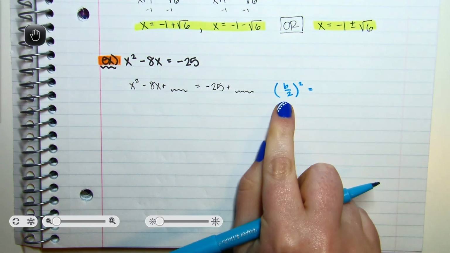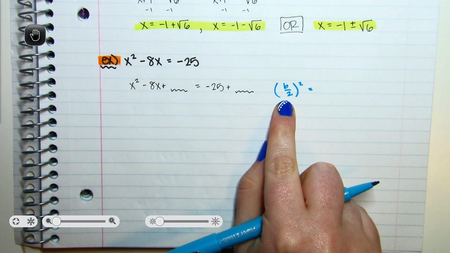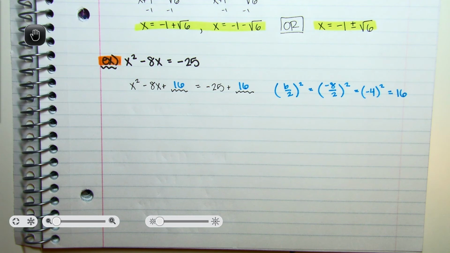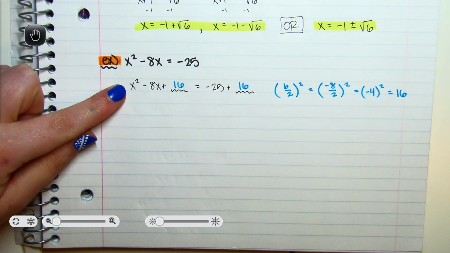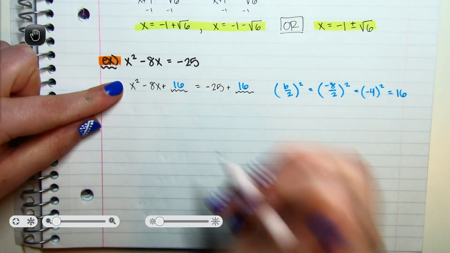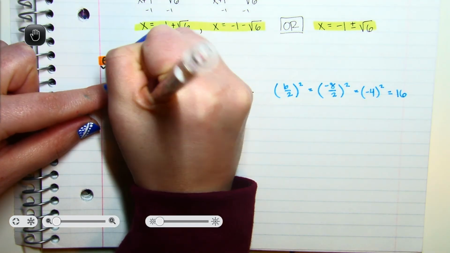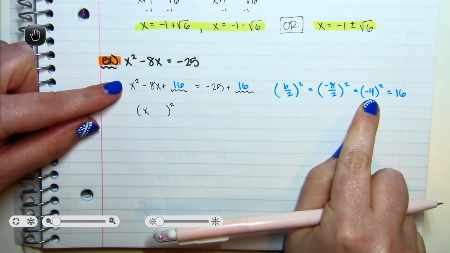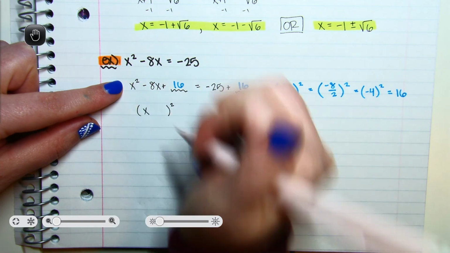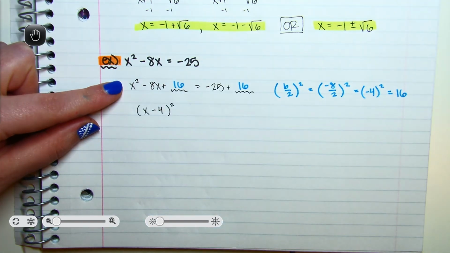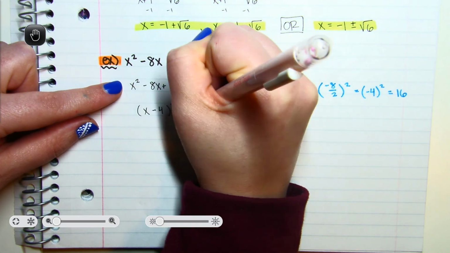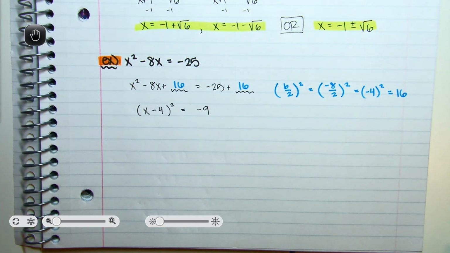All right, so go ahead and finish finding the b divided by 2 squared term, and then push play when you're ready to check. All right, go ahead and check your work. Should have gotten 16. So now the left side, if we factor this, our b divided by 2 term was -4, which means this will be x minus 4, or you can still factor it using the big X if you prefer, equals -9.